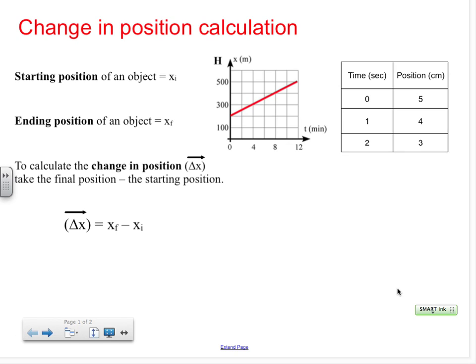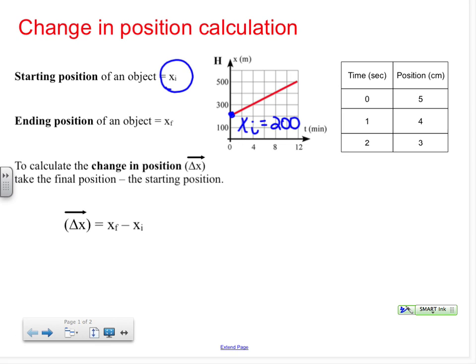Now, one of the things that you already know is you've already been able to identify the starting position. And the symbol that we use for starting position is XI, or initial position. Now, when you take a look at your graph, your XI is simply your y-intercept on your position time graph. So that position right there, which is 200, is going to be my starting position. So in this case, my XI is 200.